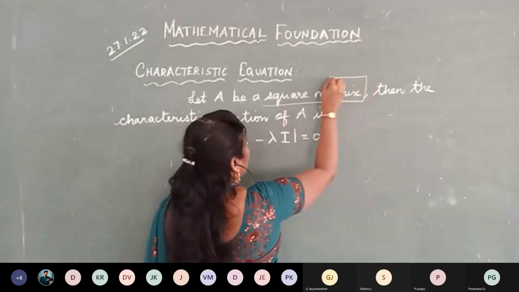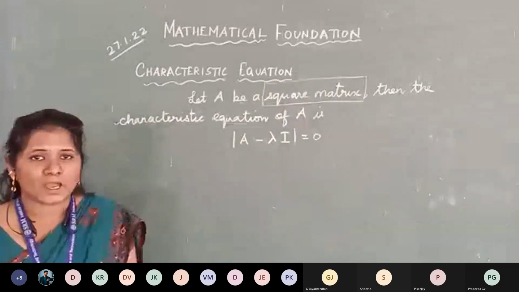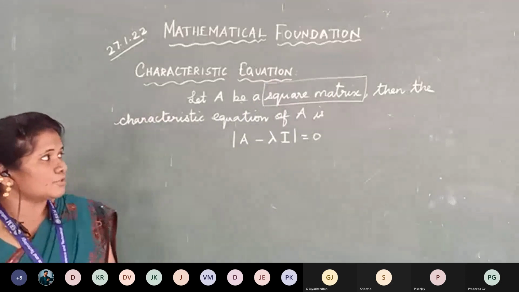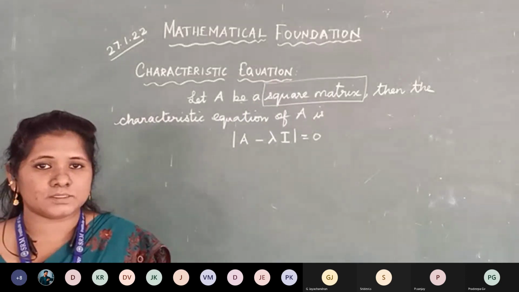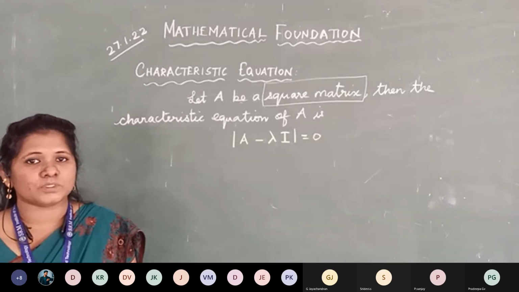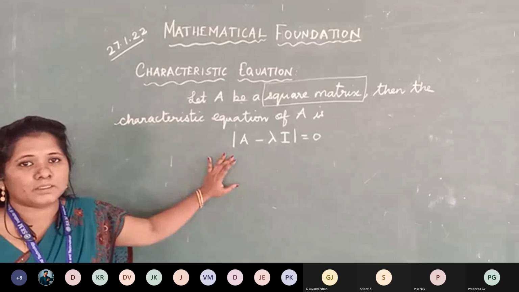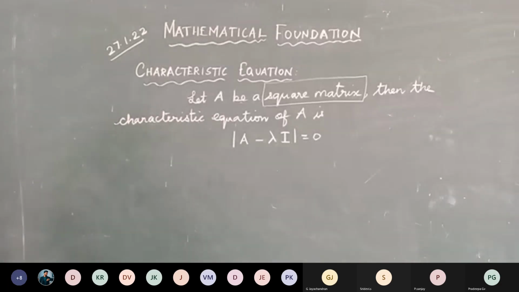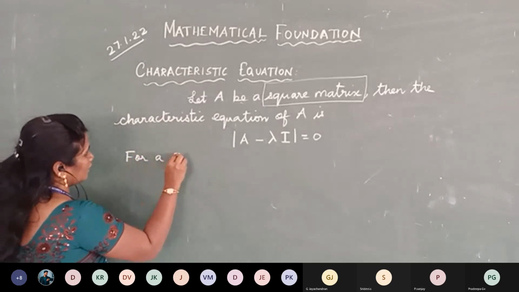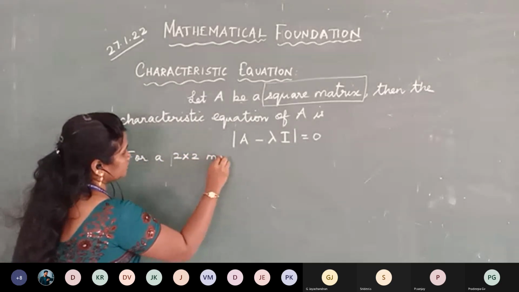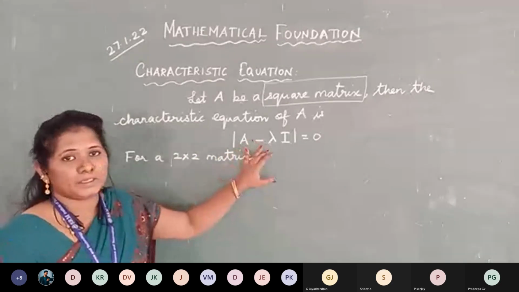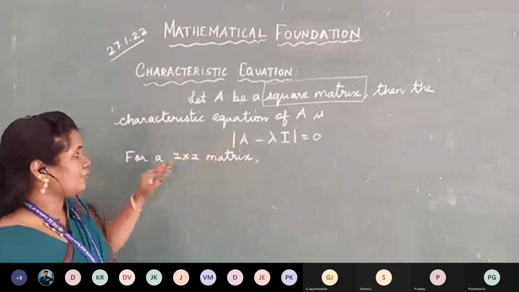We will be dealing only with square matrices. For your syllabus, we have only 2 cross 2 matrix and 3 cross 3 matrix, not more than that. So for any square matrix, if you want to find your characteristic equation, your general characteristic equation will be determinant of A minus lambda I equal to 0. Whereas we have a formula for a 2 cross 2 matrix, so instead of multiplying and finding out the determinant, we have a formula.